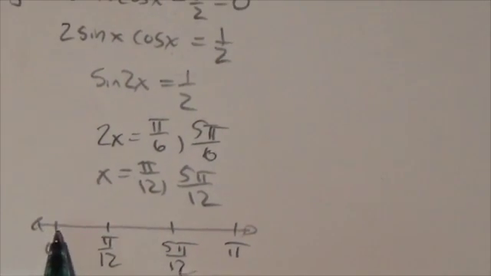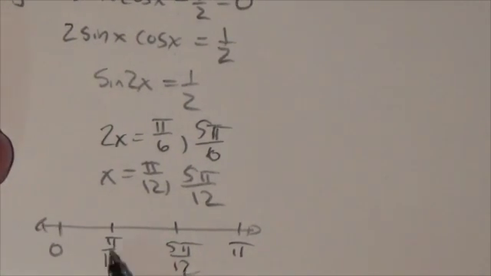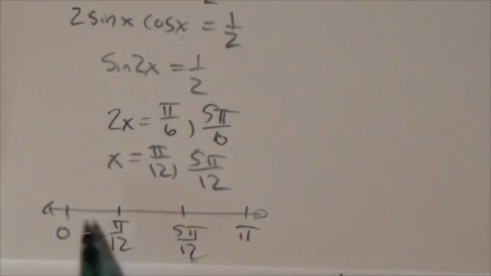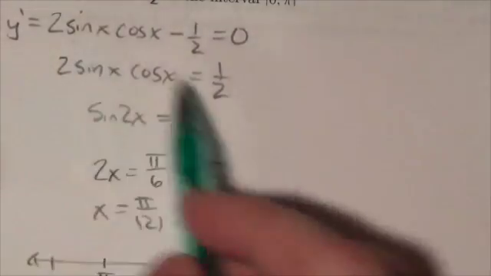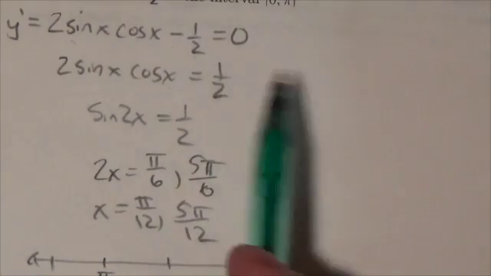Between 0 and pi over 12, 2 sine of x cosine of x, well, this is less than, for example, pi over 6. And so what's going to happen here is these are both going to end up being positive. If I plug in any number in here, sine is going to be positive, and cosine is going to end up being positive. Now the question really is, is that going to be less than 1/2?